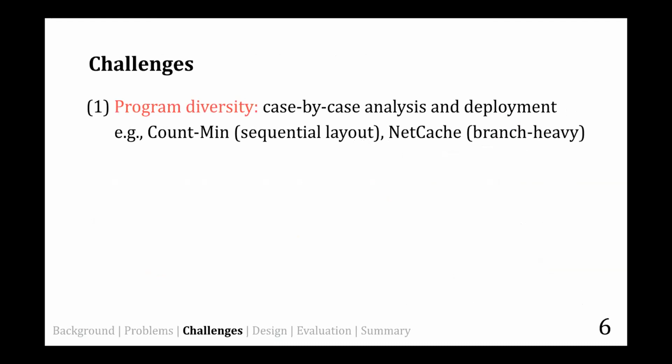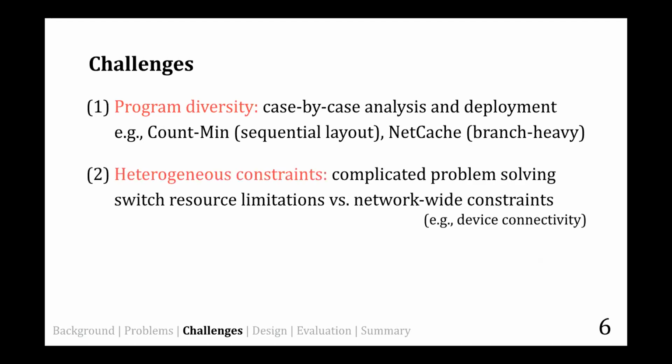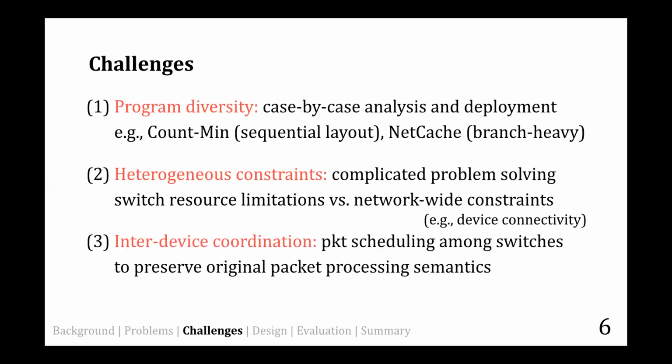However, our design faces 3 challenges. First, we need to resolve the difference between programs, or program diversity, and avoid case-by-case program deployment. For example, the program for Count-Min sketch executes its MATs in a sequential order. In contrast, the program for NetCache has many processing branches and processes packets conditionally. Second, we need to handle heterogeneous constraints, which complicate problem solving. Specifically, there are 2 types of constraints, including switch resource limitations and network-wide constraints. Consolidating them is non-trivial. Third, we need to provide inter-device coordination that schedules packets among different devices in order to preserve original packet processing semantics.